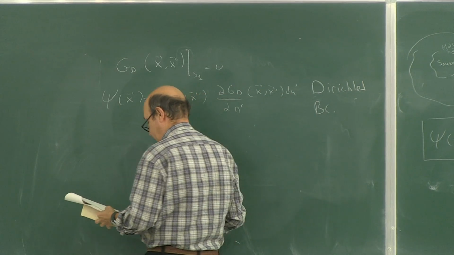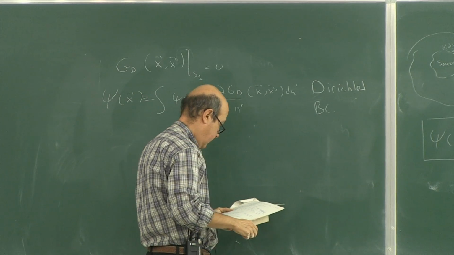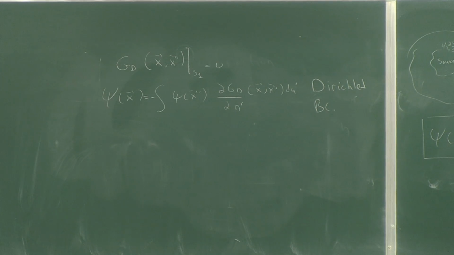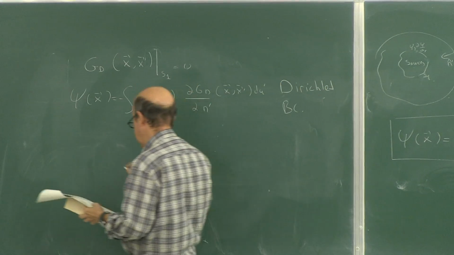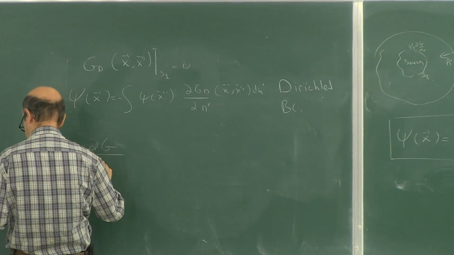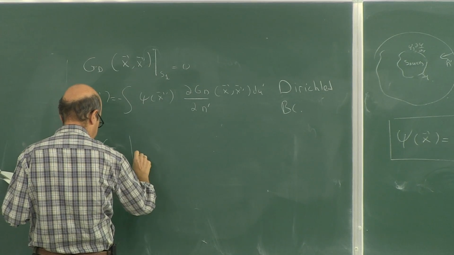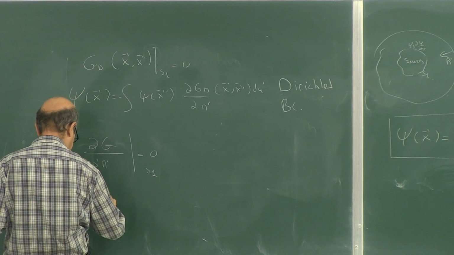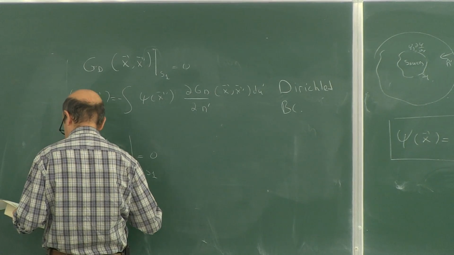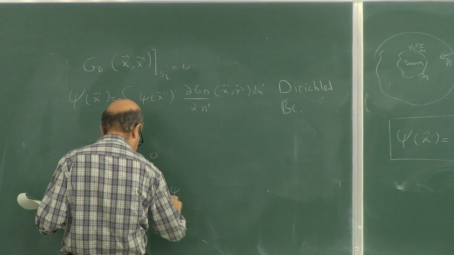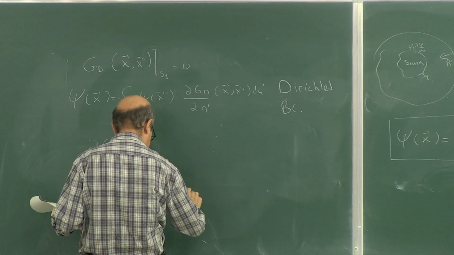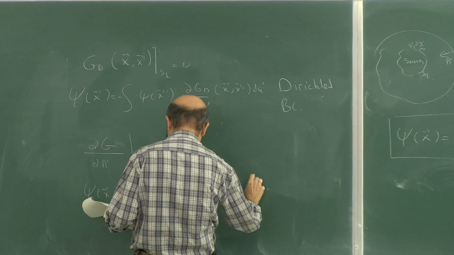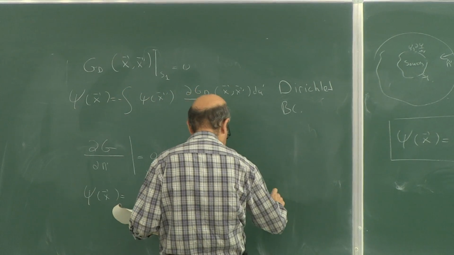And the other condition: the partial derivative of the Green's function with respect to the surface is 0 at S1, and then the solution for the elements of the fields should be del phi over del n prime of x prime times G_N, integrated through the surface. This is called a Neumann boundary condition.